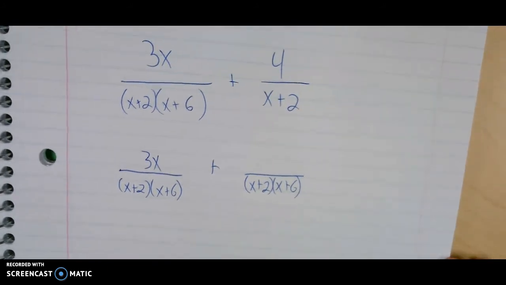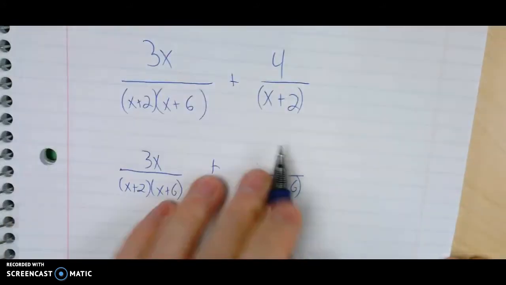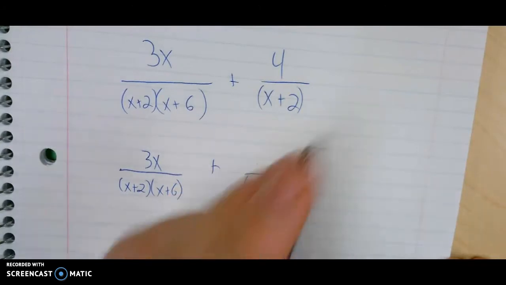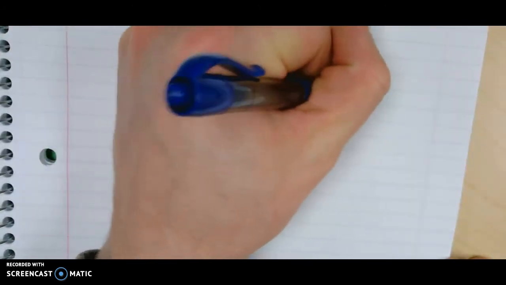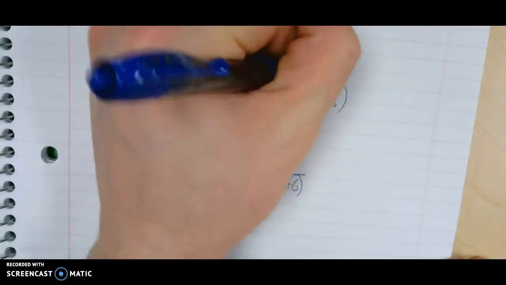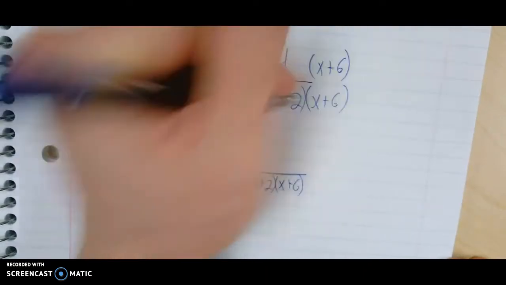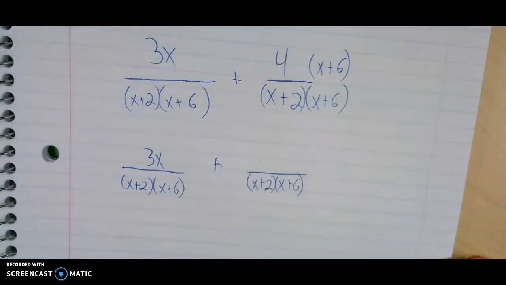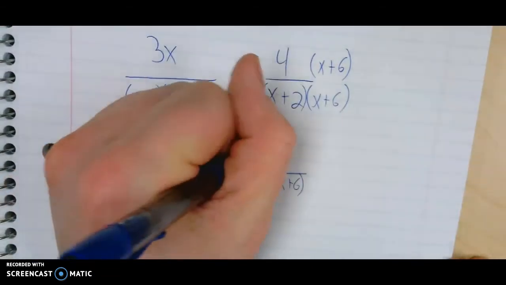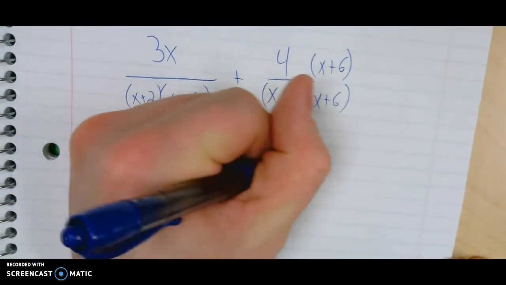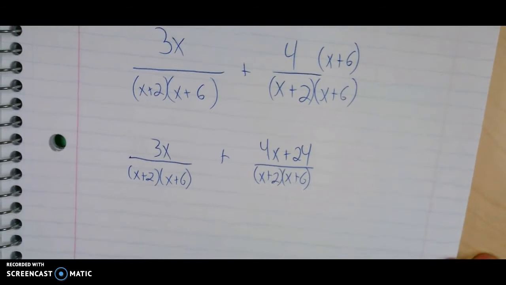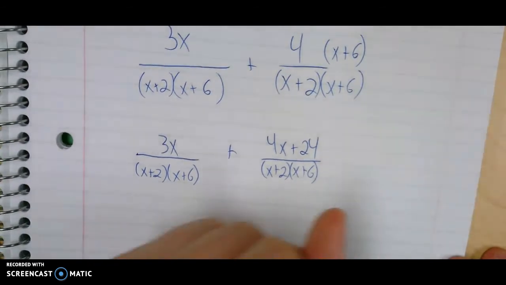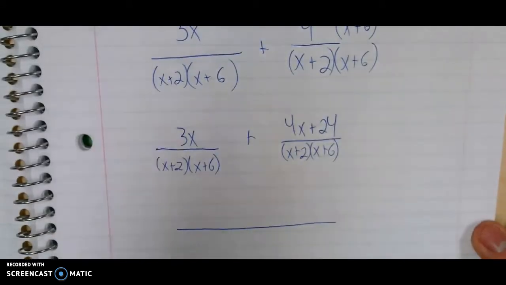On the other side of things, this one already has an x plus 2, but it's lacking an x plus 6. So I need to give that both to the top and to the bottom. In doing so, when I distribute, that gives me 4x plus 24. So now we'll combine our like terms. We'll write this as one big happy fraction.